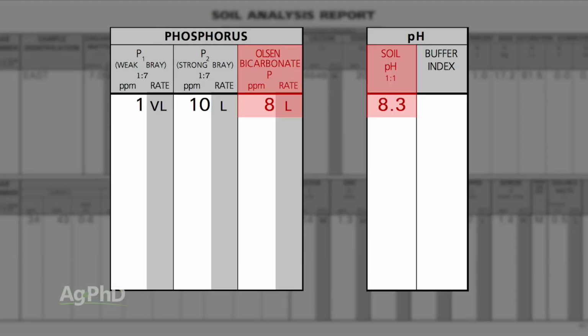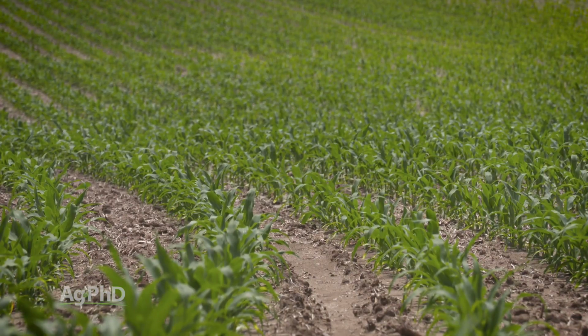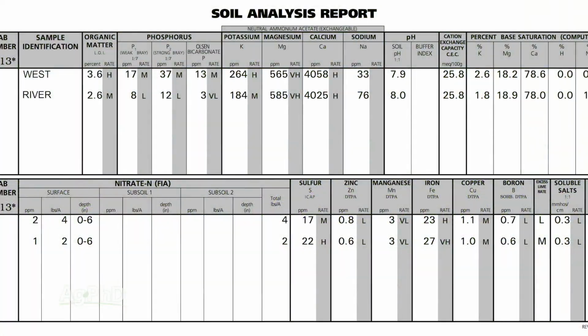Well, if we're in high pH soils, we like the Olsen bicarbonate test better than the results from the Bray test. The reason why is just that the extraction method is a little more accurate as to what amount of phosphorus will be available for you this particular year. All right, let's talk about that Olsen test just a little bit more.